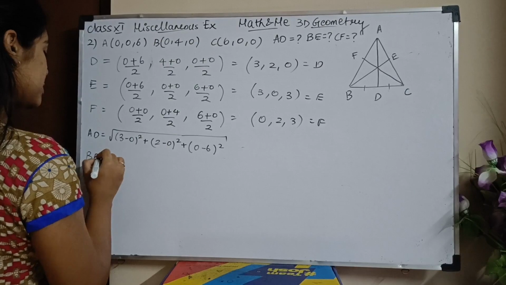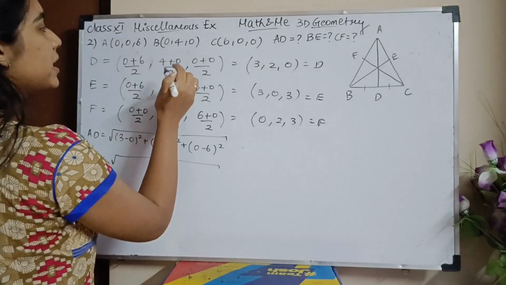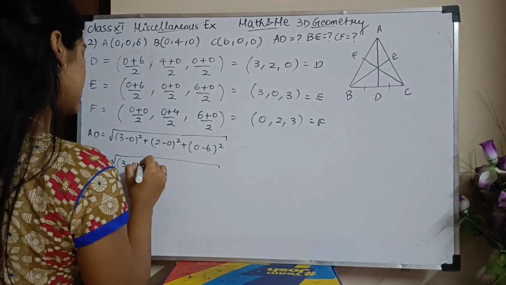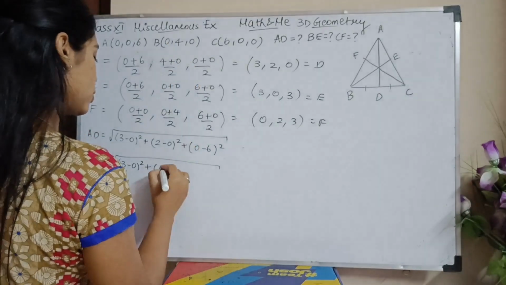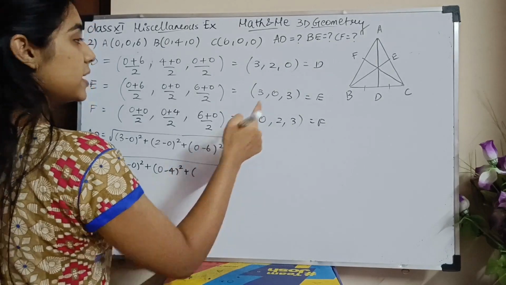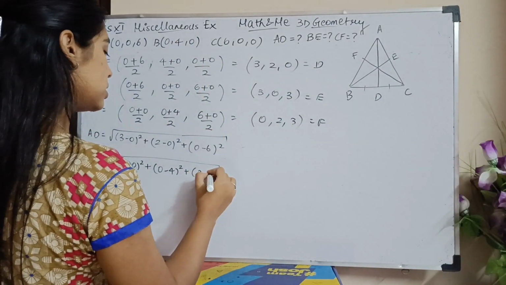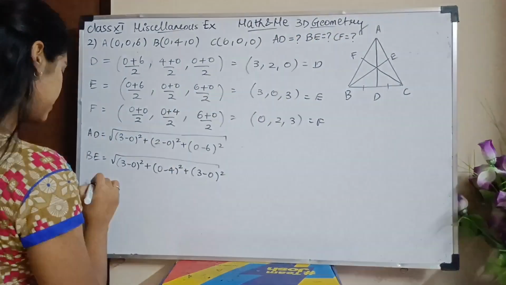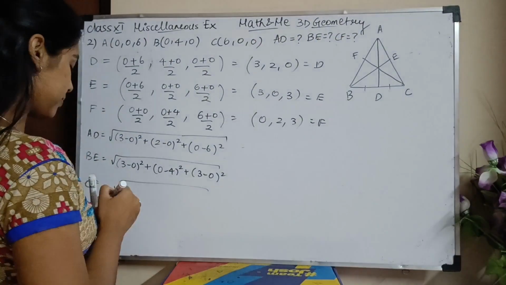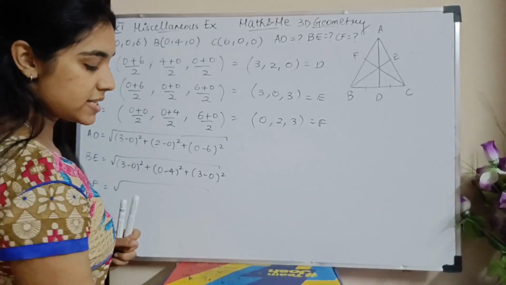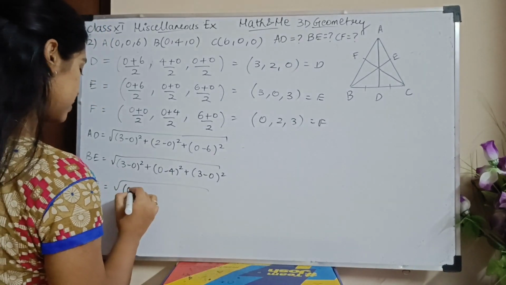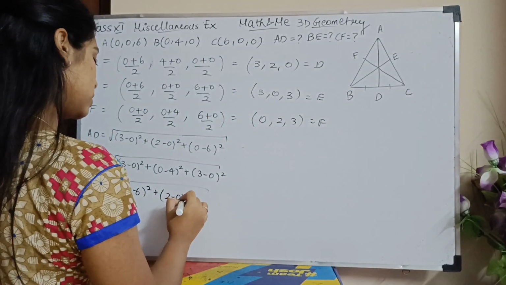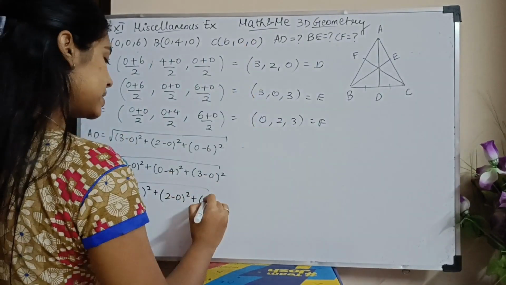So what is my distance BE? I need to look for the coordinates of B and E. So it will be these two. So it will be 3 minus 0 the whole square plus 0 minus 4 the whole square plus 3 minus 0 the whole square. Okay. And what will be my AD, BE and CF? CF will be square root of C and F. 0 minus 6 the whole square plus 2 minus 0 the whole square plus 3 minus 0 the whole square.